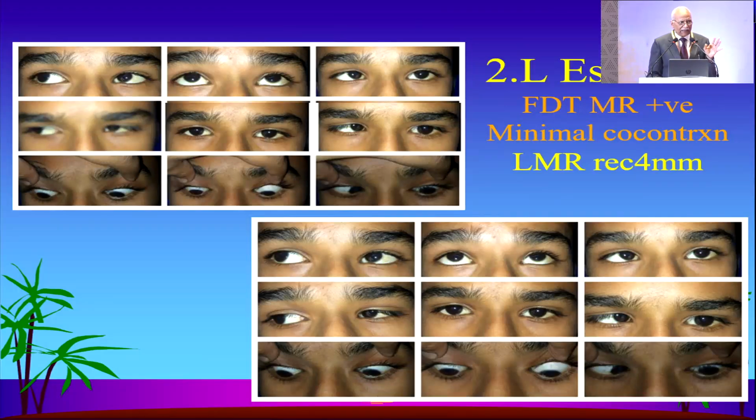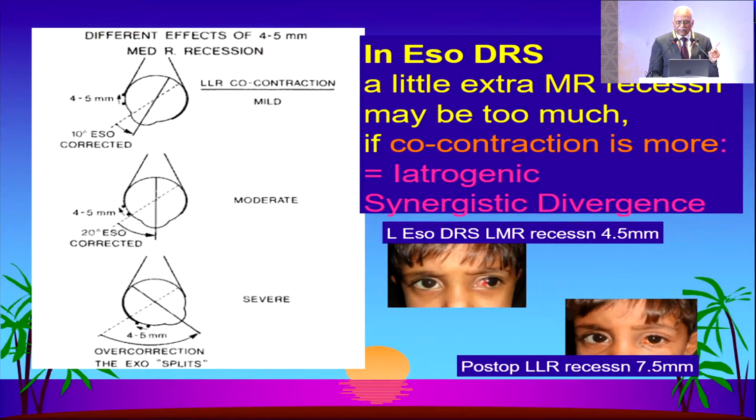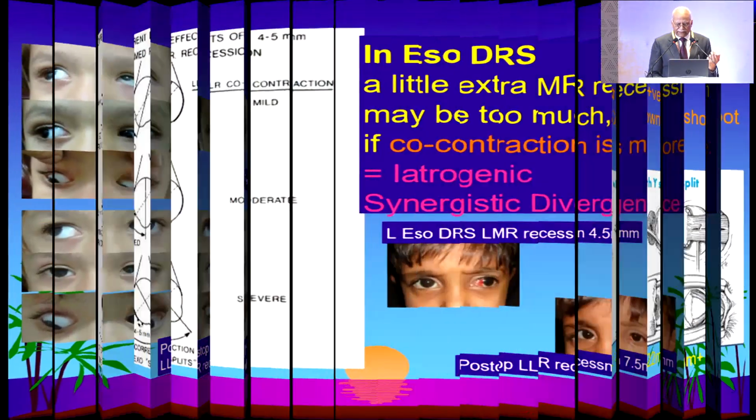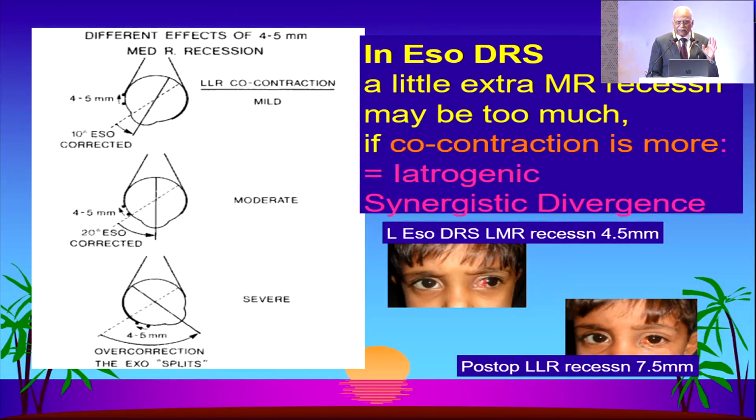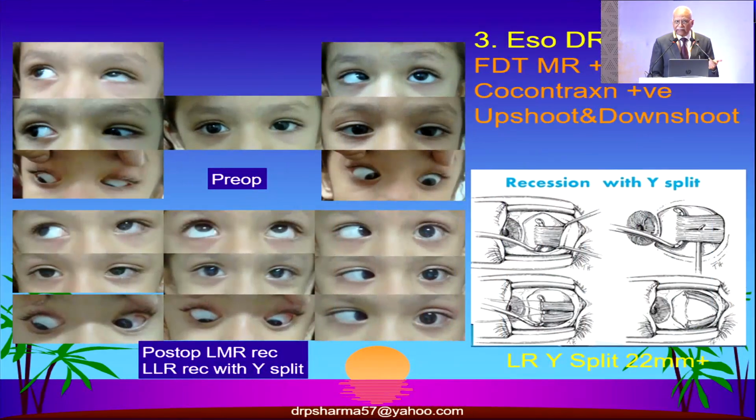But mind you, in DRS cases, whenever you do an MR recession, it should be minimal, as required for the FDT. If you do a little more, you are in trouble. So this is 4 millimeters of recession of MR, and you are fine. An extra MR recession, because of co-contraction, will lead to an iatrogenic synergistic divergence syndrome. Like this picture you see here, the next day the person has an exo deviation from the ESO deviation in the pre-op position. So here you will have to then tackle the lateral rectus.